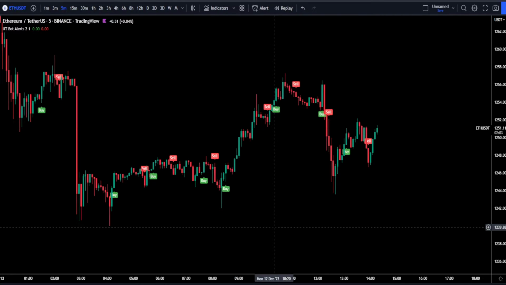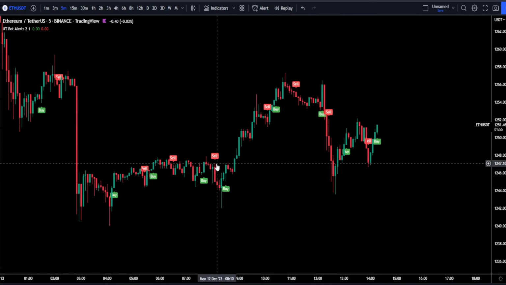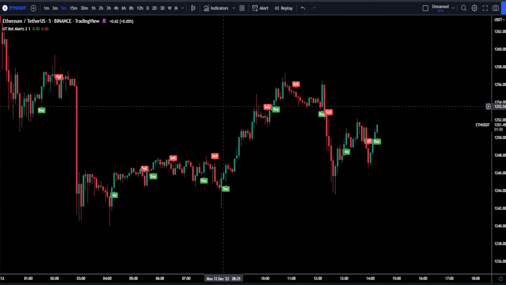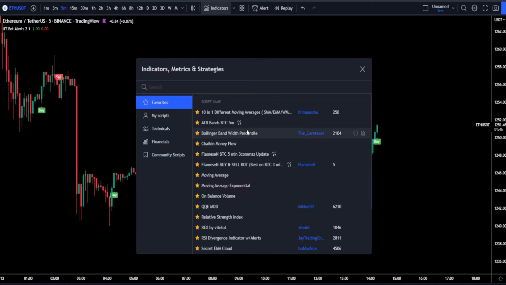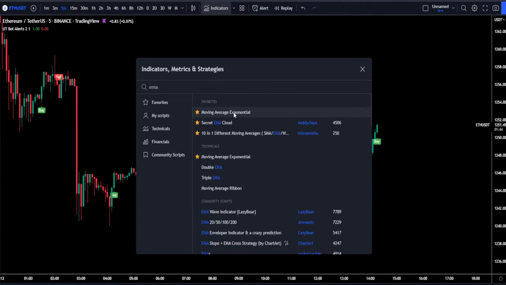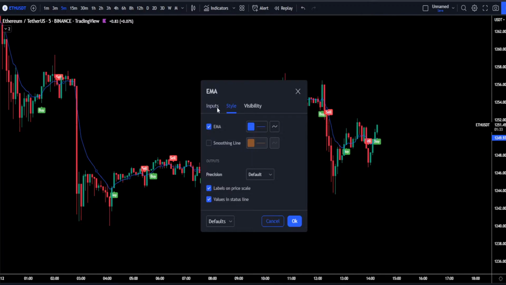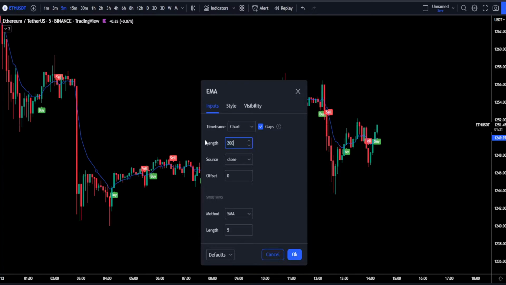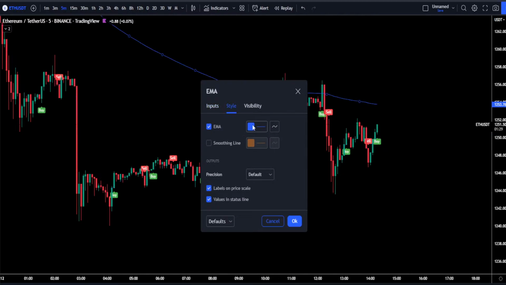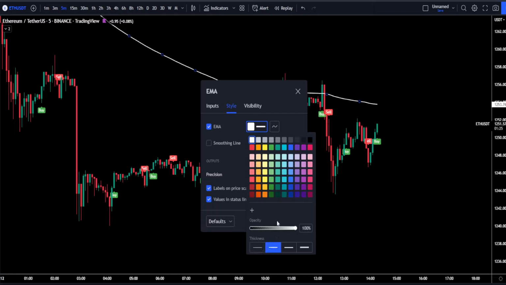This is a very simple buy and sell indicator similar to the Supertrend. Obviously, we're not going to be using this tool alone as it issues a lot of false signals. So let's add our second indicator that will help us filter out these bad signals, which is our exponential moving average, or our EMA. Make sure to set its length to 200, and then in our style section, we're going to be changing it to white and making it a little thicker.